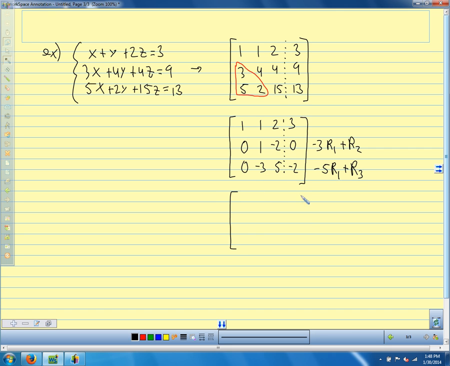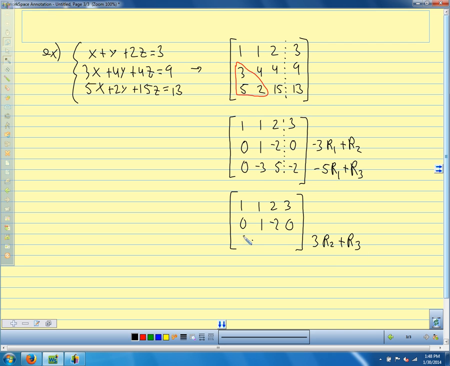So first two rows don't change now. 1, 1, 2, 3, 0, 1, negative 2, 0, 0, whoops. And now what are we going to do with these two rows to get rid of this negative 3? Multiply the top one by 3, so we're going to replace this by 3 R2 plus R3 from this matrix.